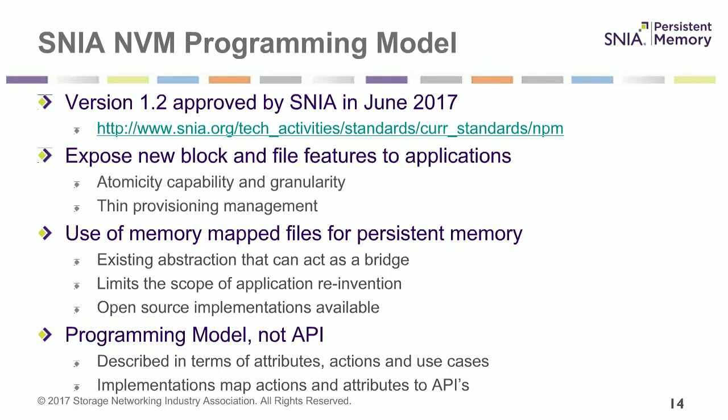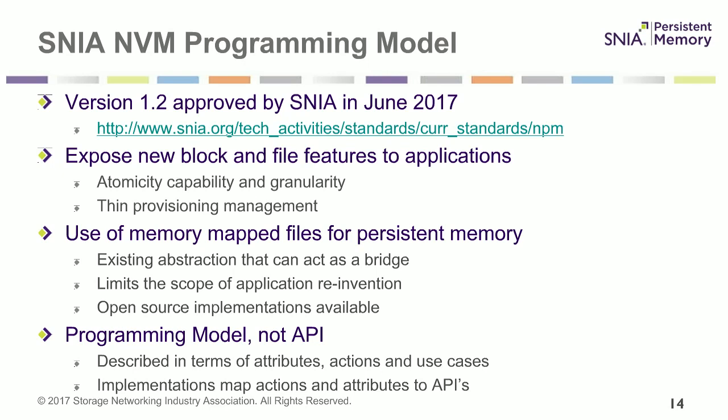So where are we in terms of the NVM programming model? Right now, version 1.2 is the most recent version that's been approved by the SNIA board, and that was approved in June 2017. You can download that at the URL provided here on this slide, and you can also download the previous versions and look at what was done as we went from 1.0 to 1.1 to 1.2. And this is a living document; the TWIG is a live entity.